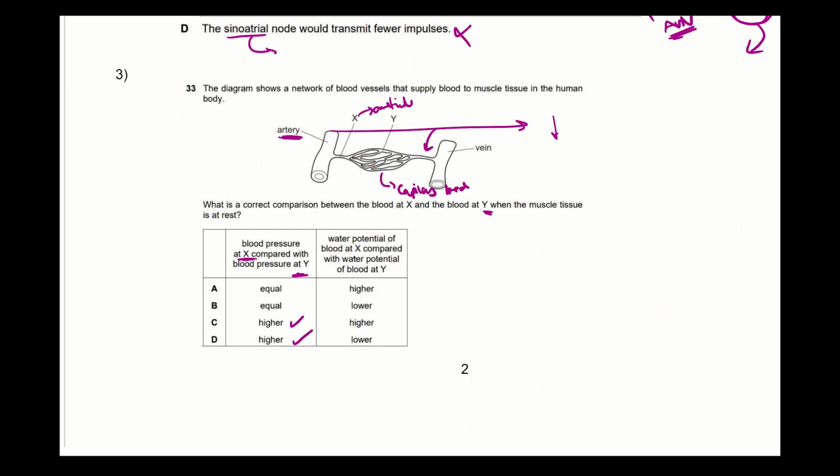Now, water potential of blood at X compared with the water potential of blood at Y. So, as we all know, when blood passes through the capillary bed, some liquid leaves, called the tissue fluid. Therefore, fluid is lost from the capillary bed. Therefore, the water potential at Y would actually be lower because fluid is being lost. Therefore, the water potential of blood at X compared with Y would be higher. Therefore, the answer is going to be C.